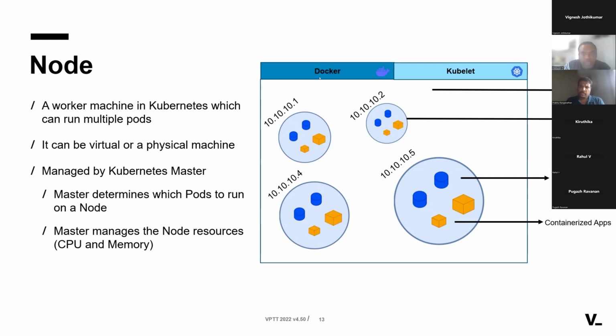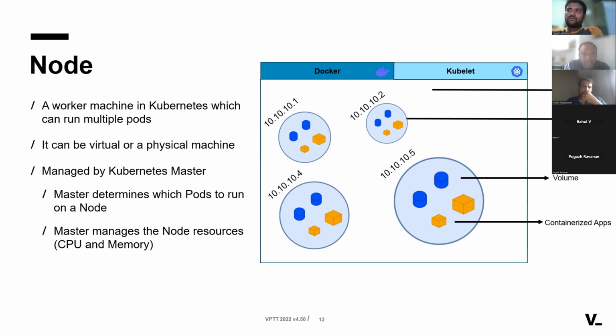So each node will by default have a container runtime, which in our case is going to be Docker, and it also has the kubelet agent. The kubelet agent is responsible for being in constant communication with the master node. If something happens, it will receive the commands via this kubelet agent. All the nodes that we are running will be managed by the master node. For example, all the resources, the CPU and memory of this particular node, will be directly handled by the master node.